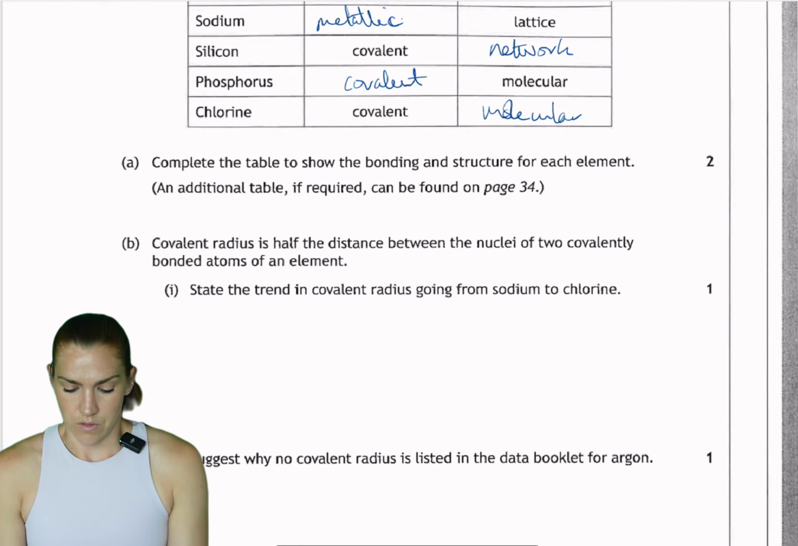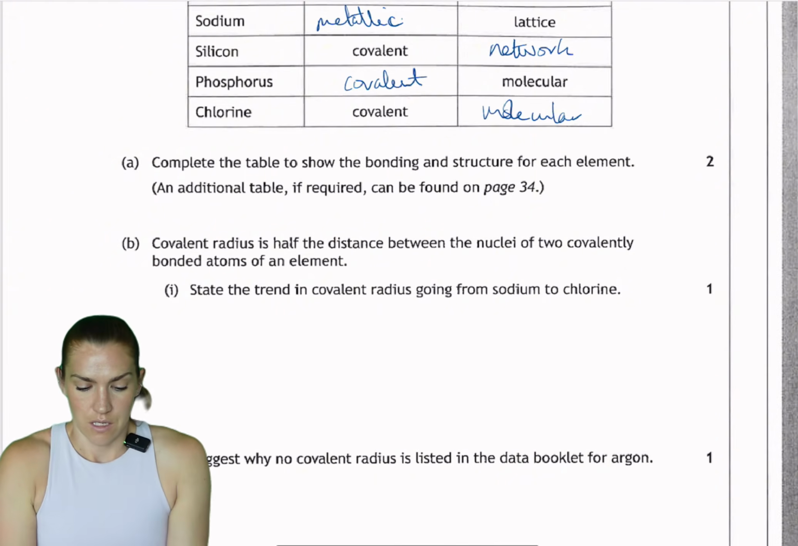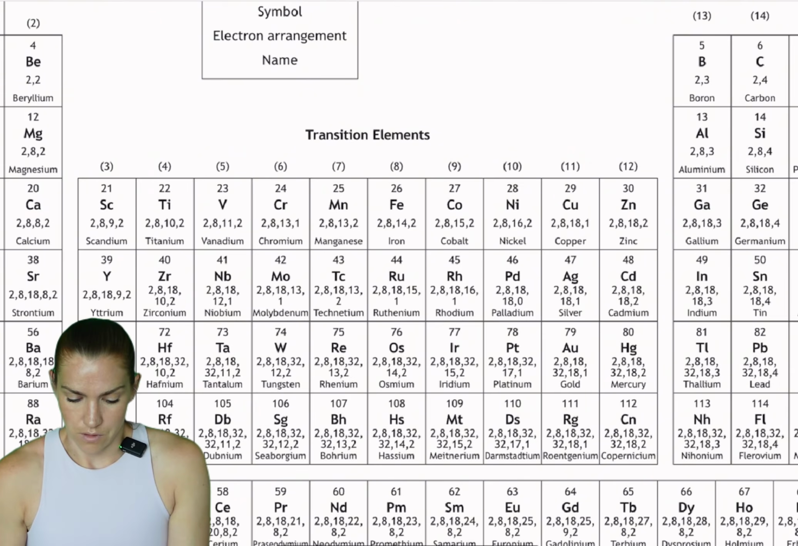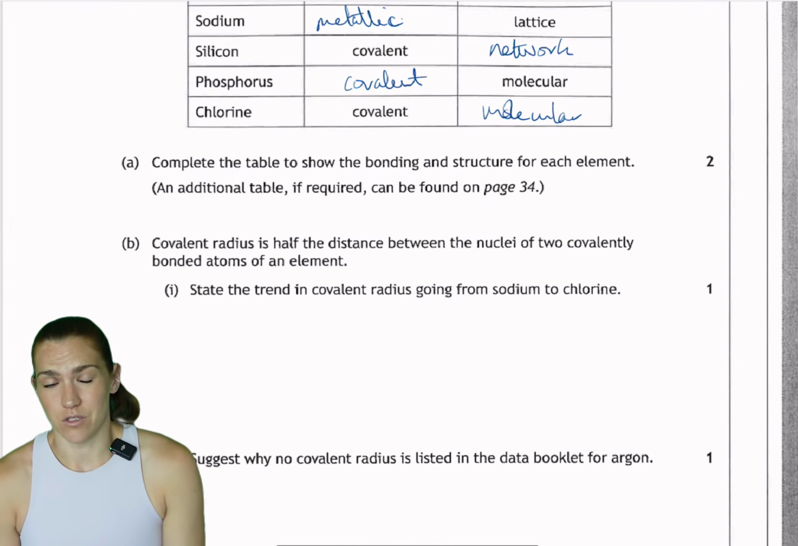State the trend in covalent radius going from sodium to chlorine. So going across a period, the covalent radius will decrease. This you can actually find in the data booklet. If you look up the covalent radius periodic table page, you can see it decreases going across the period. They've not actually asked me to explain why in this one, so you don't need to.